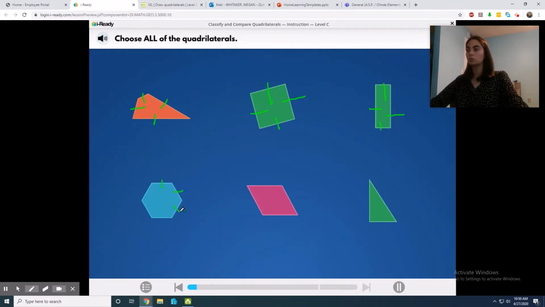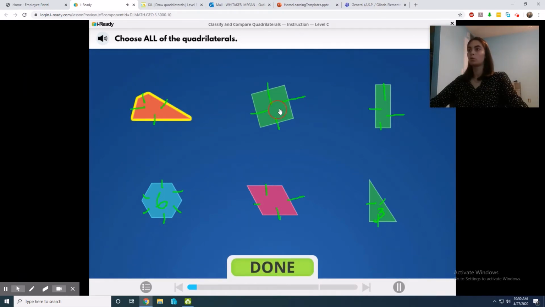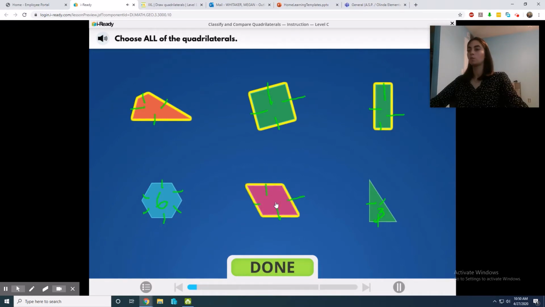1, 2, 3, 4, 5, 6. Not a quadrilateral. It has 6. It's a hexagon. 1, 2, 3, 4. 4 is what we're looking for. 1, 2, 3. This is not a quadrilateral. It's a triangle. So we're going to click choose all the quadrilaterals. This one 4, 4, 4, and 4. This one has 6. This one has 3. Not a quadrilateral.